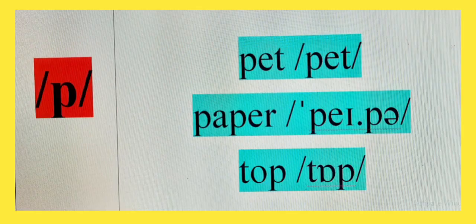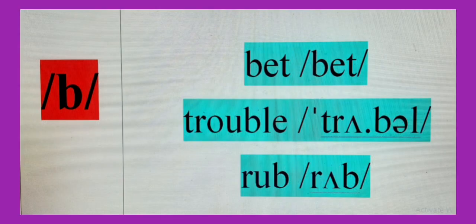Okay, so first sound is pa. I mean the right pronunciation of the pa. So pat, paper, top. Okay, ba, bat, trouble, rub. Okay, this is ba sound. Bat, trouble, rub.